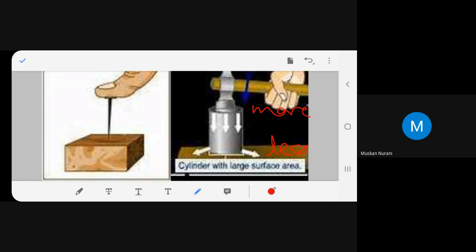Now, when I'm hammering that cylinder, do you think it will go? It will not go. But what will happen? This cylinder will get crushed because I'm hammering it from the top. It will get deformed. Understood? It will change its shape because I'm hammering it from the top.